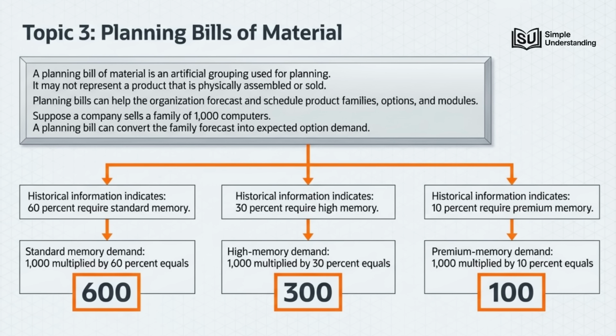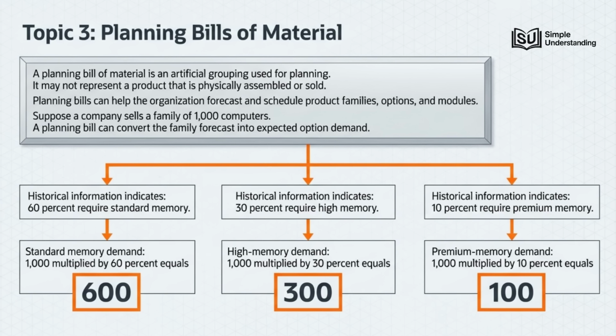Topic 3. Planning bills of material. A planning bill of material is an artificial grouping used for planning. It may not represent a product that is physically assembled or sold. Planning bills can help the organization forecast and schedule product families, options, and modules. Suppose a company sells a family of 1,000 computers. Historical information indicates 60% require standard memory, 30% require high memory, 10% require premium memory.